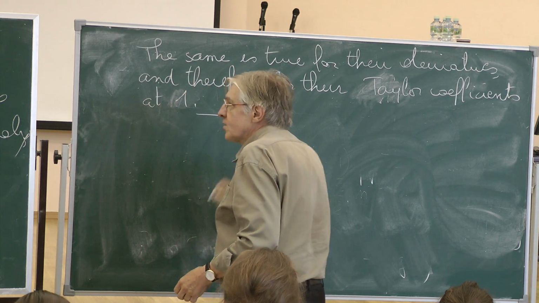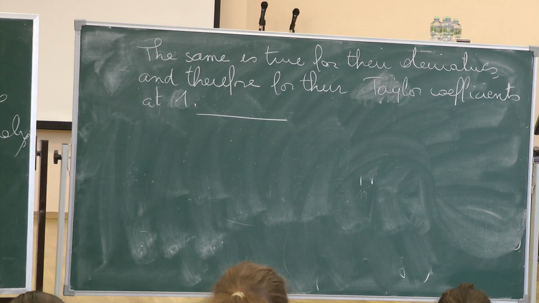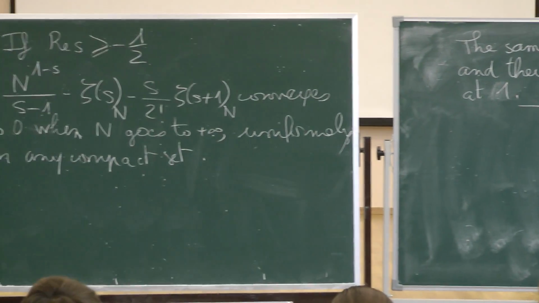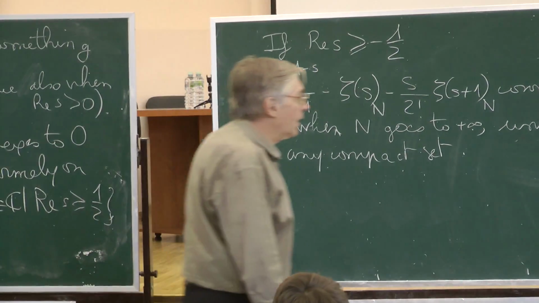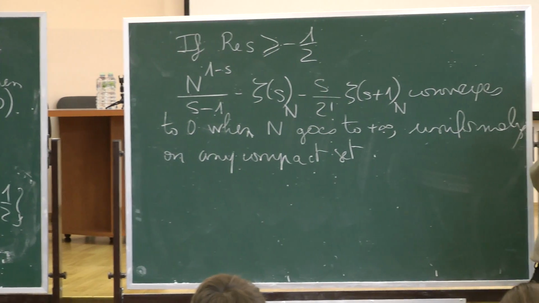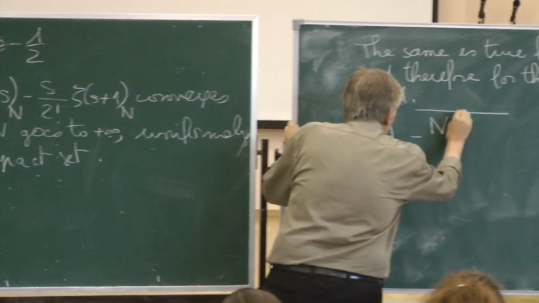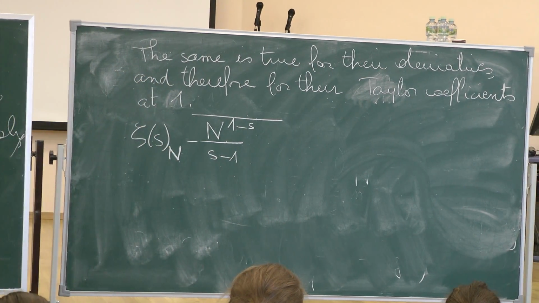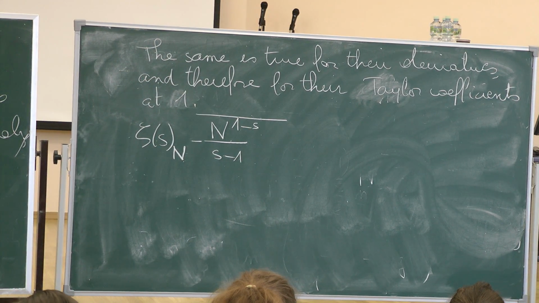So now it's just an exercise. We will take this function. So I rewrite this function, I change the sign, doesn't matter. How can I rewrite this function? This function, which is zeta of s index n minus n to the power 1 minus s divided by s minus 1. I take this function which converges to 0.